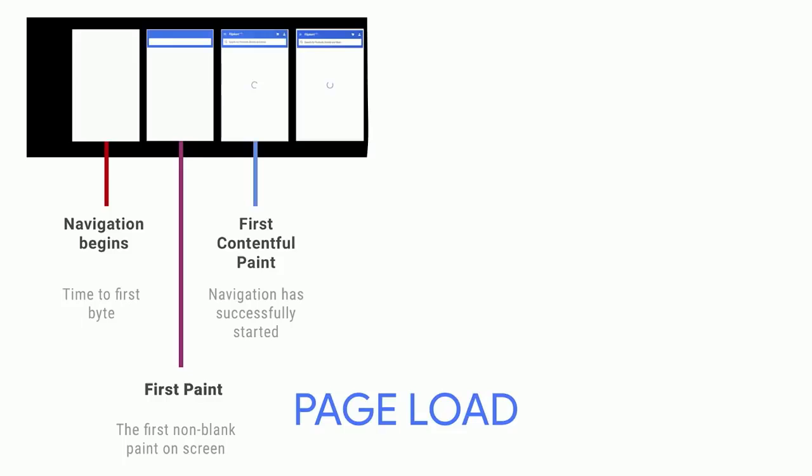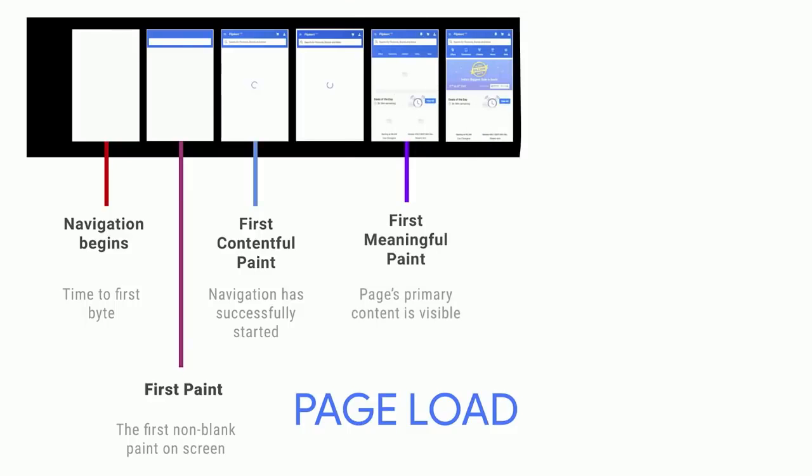Next up is first contentful paint, and that's when the actual first content is drawn to screen. It might not be the most important content, but something has actually appeared in the DOM and been painted to the screen.